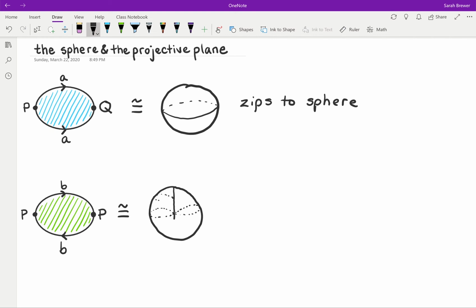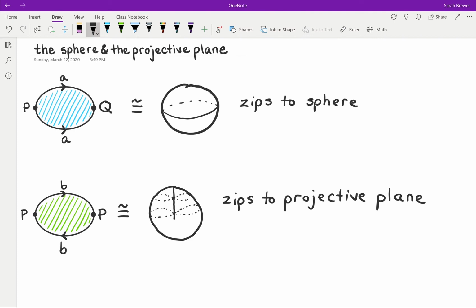And whenever that happens, what we have is considered a non-orientable surface. And this particular one we call the projective plane.